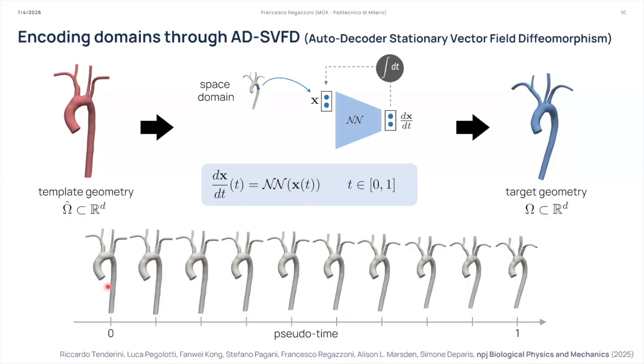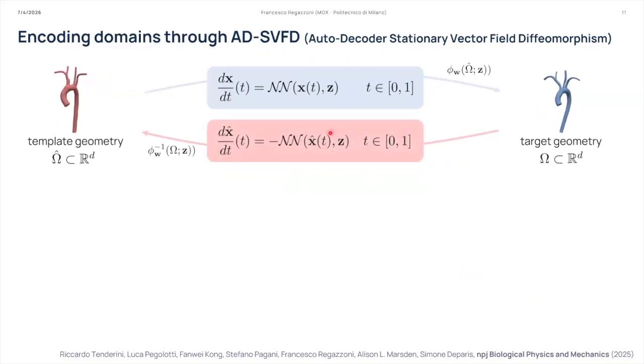So in this way, we can describe a single geometry, and to pass from a single geometry to multiple geometries, we condition this neural network by means of a latent code Z that is associated with each geometry. And the nice feature of this approach is that we can reverse time, and by simply changing the sign on the right-hand side, we can instead move from the target geometry to the template geometry. So this transformation is trivially invertible.